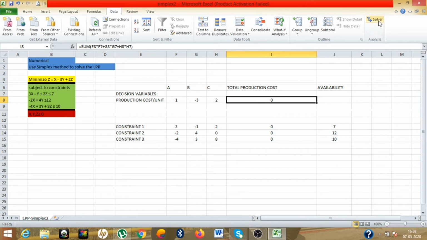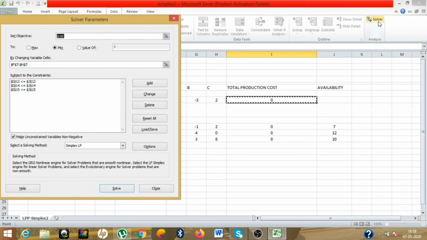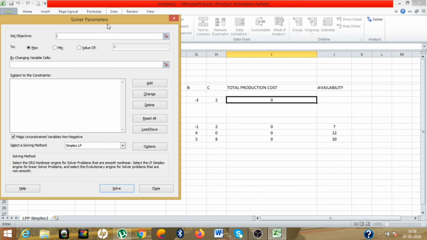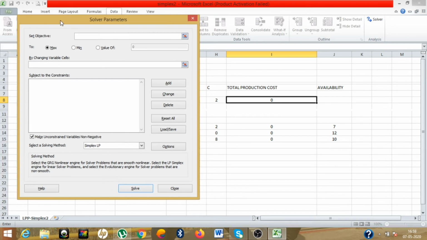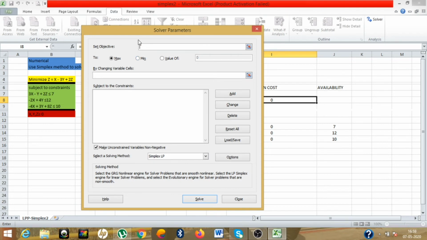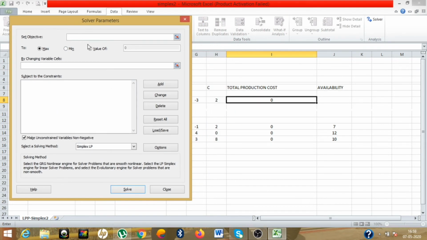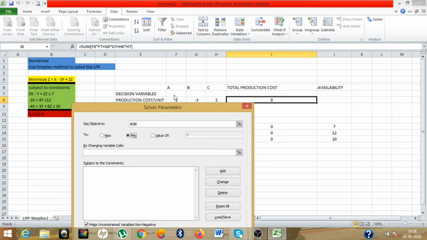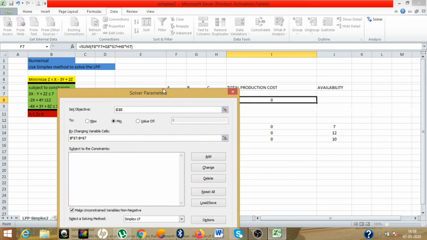So we'll go into the Solver, which is in the Data tab of MS Excel. I have old values here, so I'll reset it all. First is set objective. Our objective is the minimization function, so where we want our value to be returned is this cell. Our total production cost will be returned in this cell, and our objective is minimization. By changing the variables: the variables that are changing are the decision variables. So here are the decision variables that are going to change.